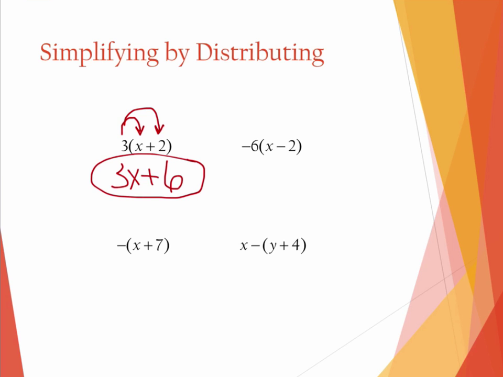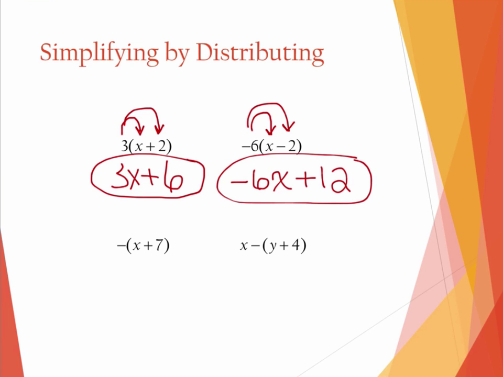In the next example, we're going to multiply negative 6 times x minus 2. Negative 6 times x is negative 6x. Negative 6 times negative 2 is a positive 12 because we know two numbers that are negative multiplied together will equal a positive number.